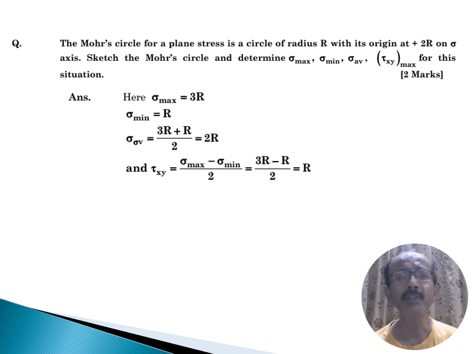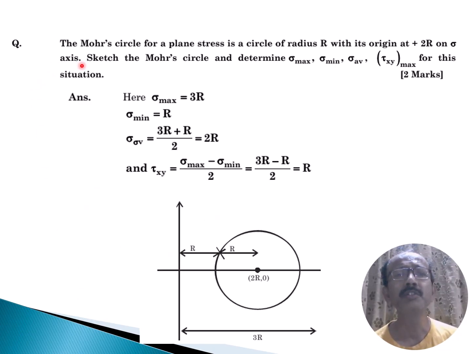Now this is a simple problem. The Mohr's circle for a plane stress state is a circle of radius r with its origin 2r on the sigma axis. Sketch the Mohr's circle and determine the sigma max, sigma min, sigma average, and tau max for the situation. So we have to calculate the values of sigma max, sigma min, and sigma average.